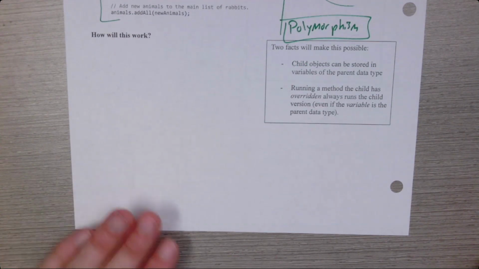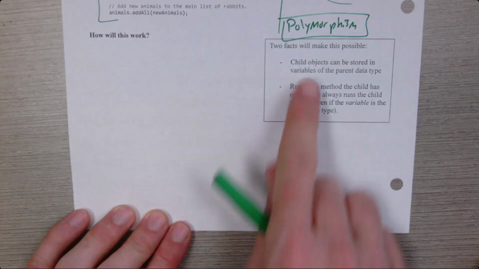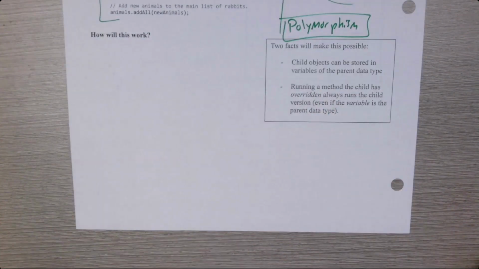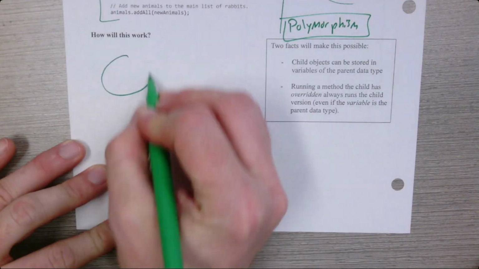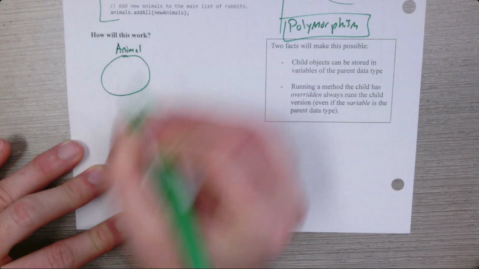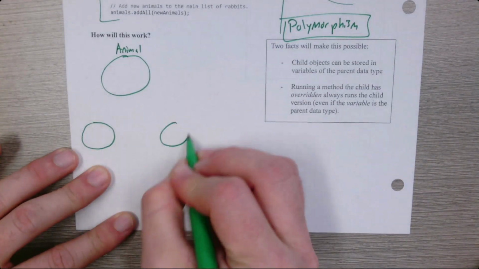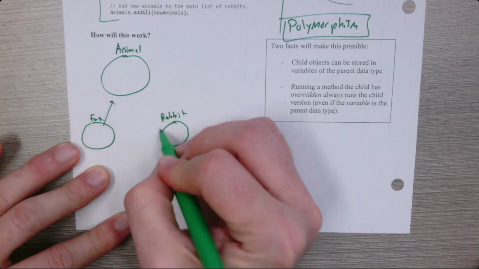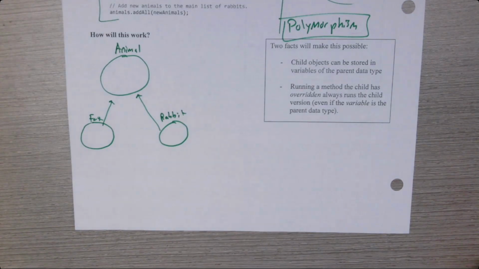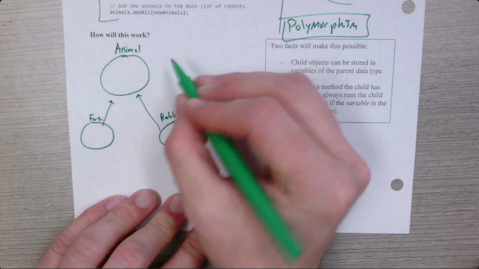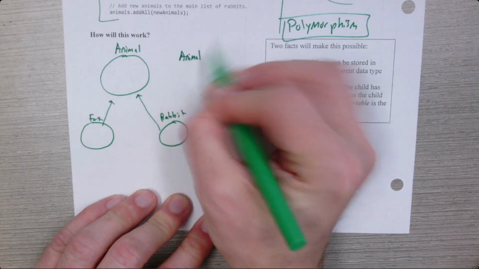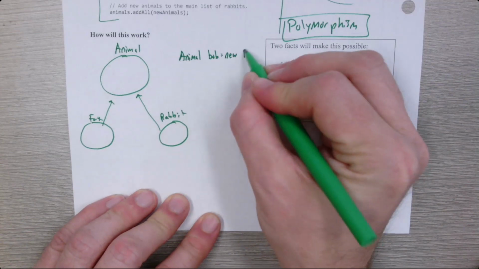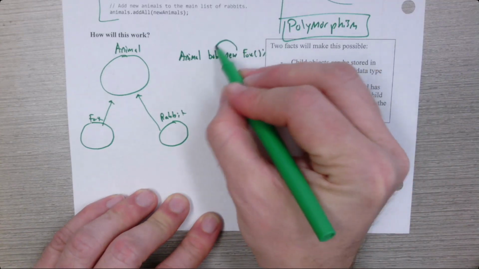So there are 2 things that make the code above actually work. The first thing is child objects are allowed to be stored in variables of the parent data type. So, for example, let's imagine up here we've got animal, and you should go ahead and draw animal and fox and rabbit here. Here's fox. Here's rabbit. Fox extends animal, rabbit extends animal. Okay. So here is a thing that is totally allowed. I could say animal Bob equals new, and I don't have to say animal, I could say new fox. So this is okay.